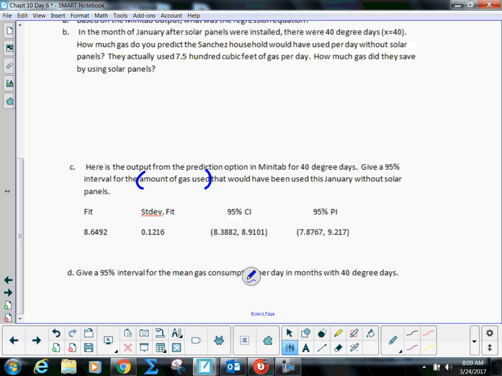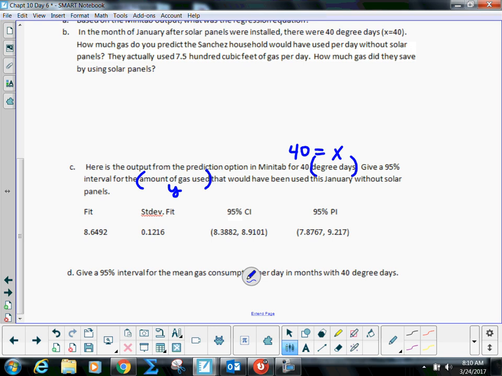So the amount of gas used is my y value, right? That would have been used this January without solar panels. Okay, so the amount of gas used is my y value. So in this question, I'm asking you for a 95% confidence interval for the y value, correct? When 40, the degree days, is my x value. So when x equals 40, I'm asking you to give me a confidence interval for y.